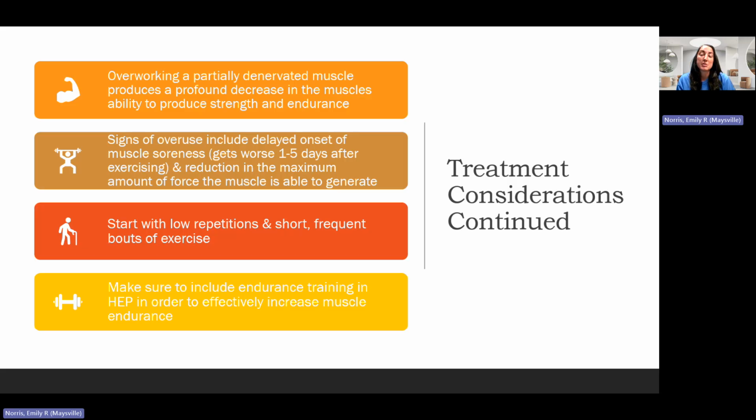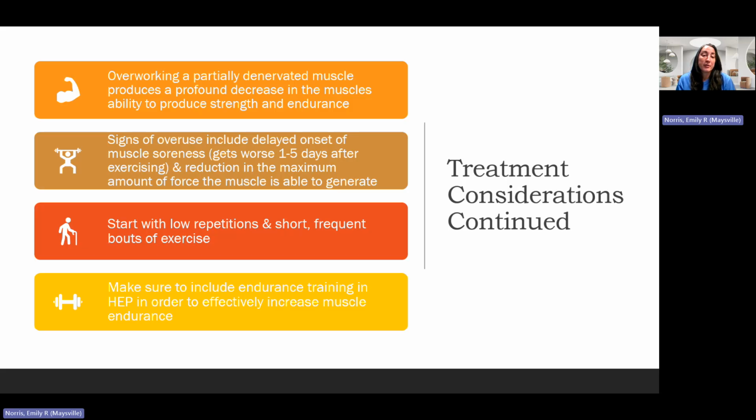So if the symptoms get worse and they're more sore 1 to 5 days after the exercise, and they're not able to generate the same amount of force, like a 1 rep max, which we typically don't go that specific into, just okay, now you're really sore, let me see how much you can lift. We don't, but that is one of the signs. You want to start with low repetitions and short, frequent bouts of exercise, and then progress from there.